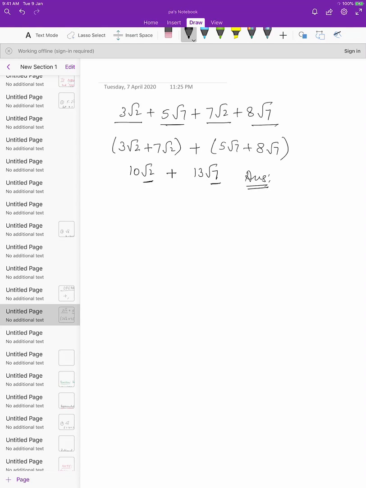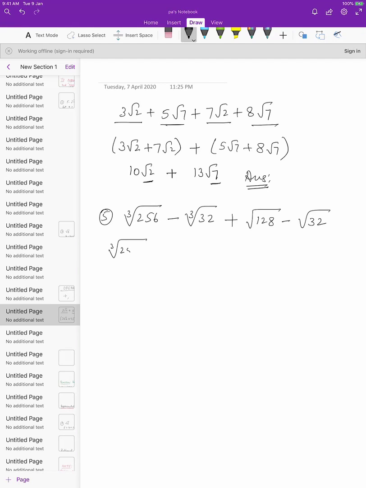Now let's take one more example of addition and subtraction. Say it's cube root of 256 minus cube root of 32 plus square root of 128 minus square root of 32. So what should be the first step? Writing all the irrational numbers in their simplest form.